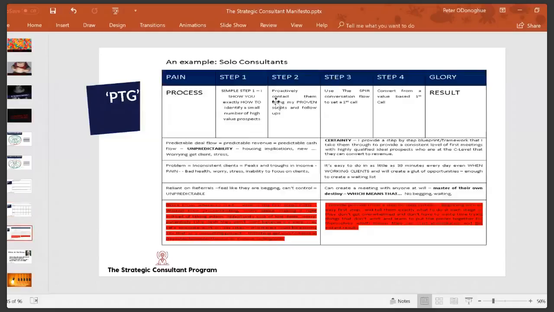So, for example, a solo consultant. Here's a number of different pains, if you like. They don't have predictable deal flow, inconsistent clients, peaks and troughs in income, they feel like they're begging if they're reliant on referrals, and they just don't know where to start. They don't know that first step. So here are the steps: I'll show you exactly how to build a small list and how to contact them. And that created a marketing and a leverage message for me.